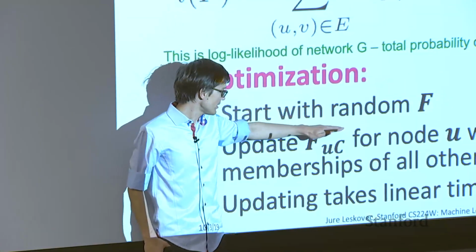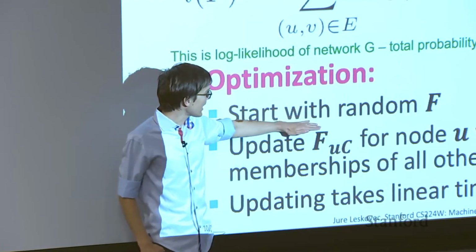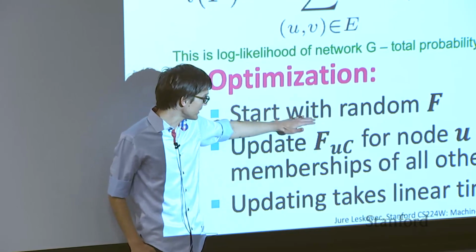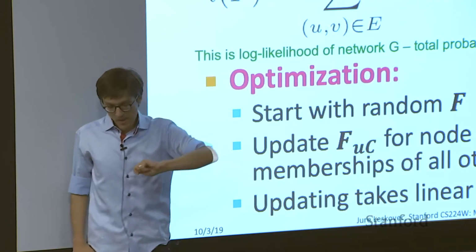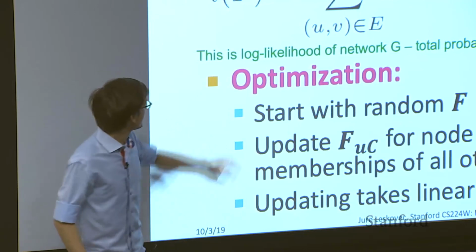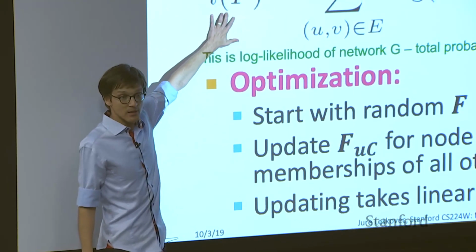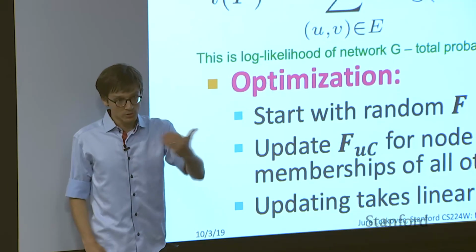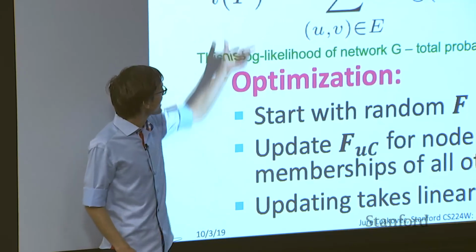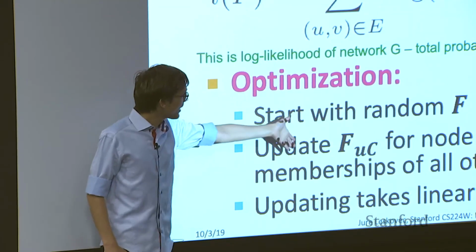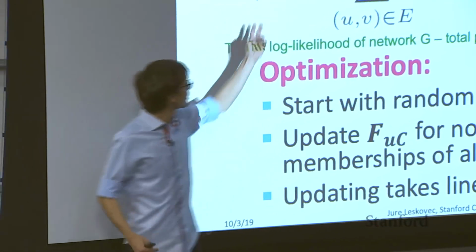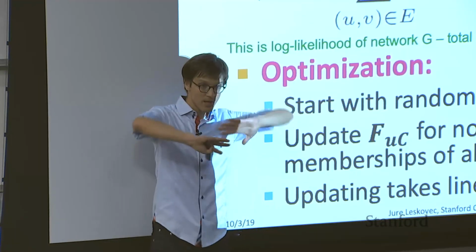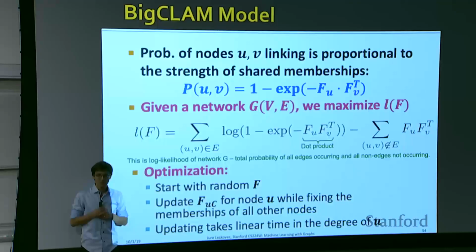The way you do it is that you start with some random community assignments, and then you compute the best way to change the assignments that maximizes the likelihood. You do this using gradient descent, and you are able to identify the memberships of nodes to communities, and because a node can belong to multiple communities at once, you discover overlapping communities. So let me finish here.